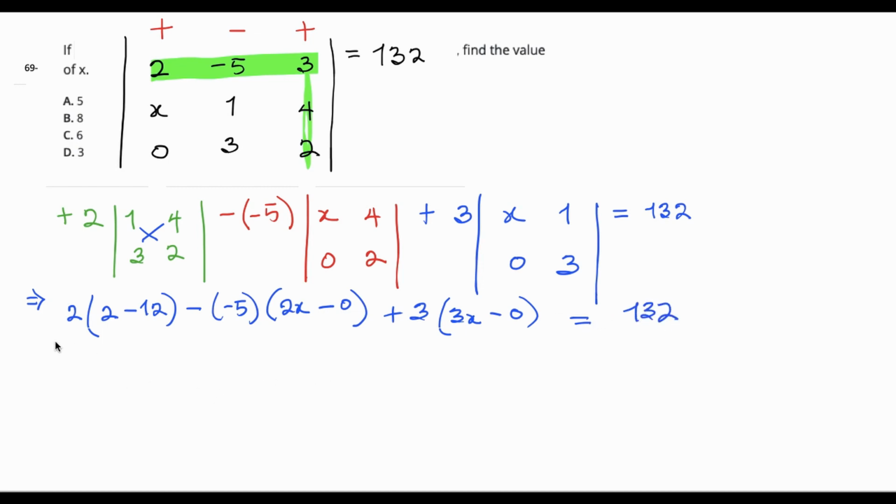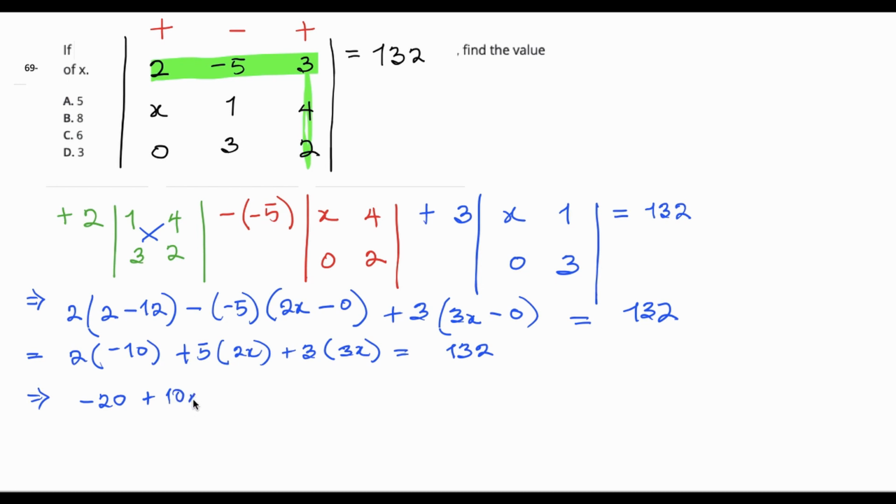132. So now we have 2 minus 12 equals minus 10, minus times minus is equal to plus, so we can simply put this as plus 5. 2x minus 0 equals 2x, and 3 multiplied by 3x minus 0 equals 3x. All this equals 132. So now we can evaluate this as 2 times minus 10 equals minus 20. 5 times 2x equals plus 10x. And 3 times 3x equals plus 9x equals 132.